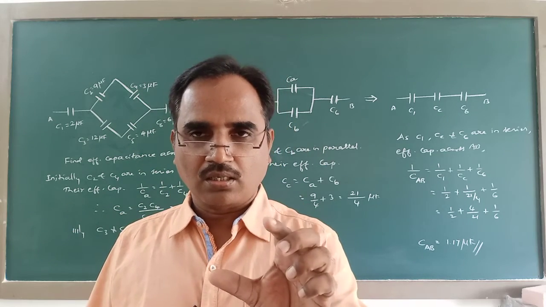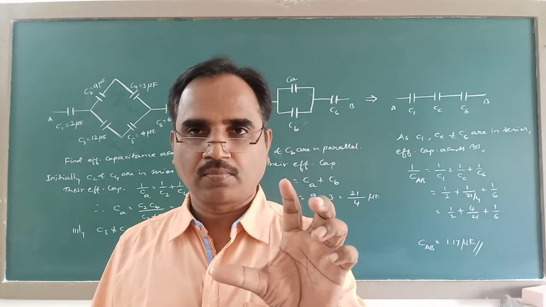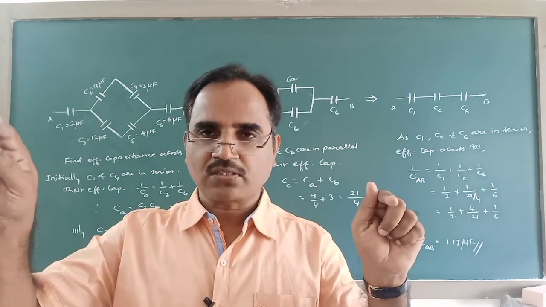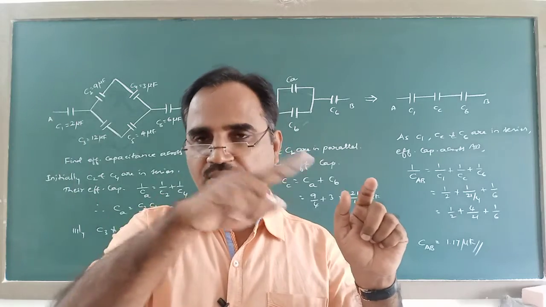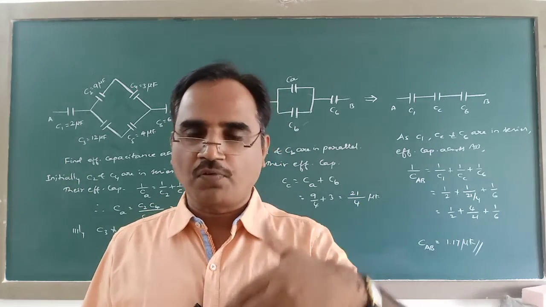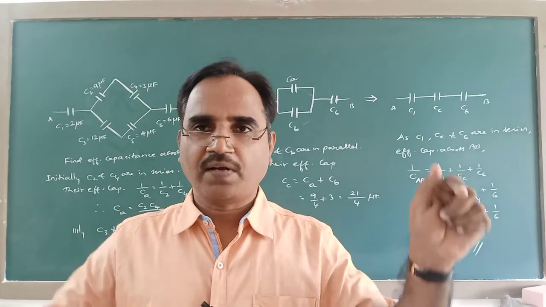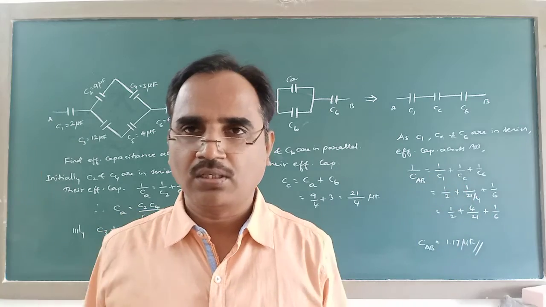So whenever a network is given, first you identify the junctions. Between two points, you check whether there are any capacitors in series. First you find the effective capacitance. Afterwards you go for parallel. Series, parallel, like that. You can find out the capacitance between any two given points.